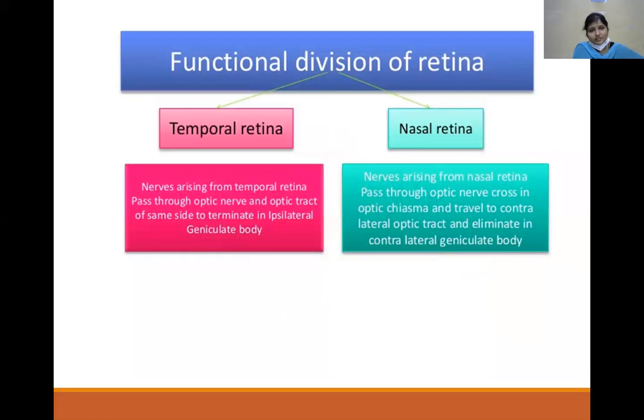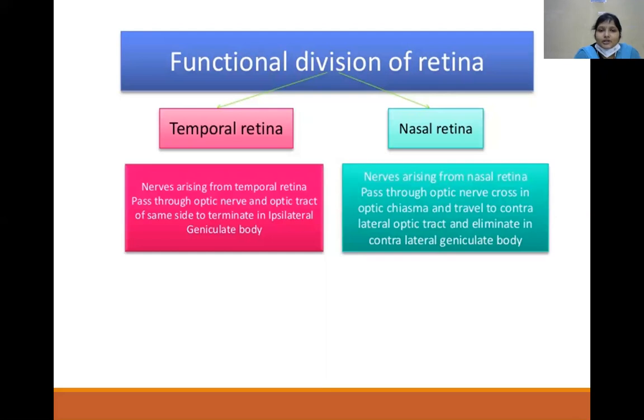Next, coming to the functional division of the retina. The retina can be divided into temporal retina and nasal retina. The nerves which arise from the nasal retina pass through the optic nerve, and then cross in the optic chiasma to reach the contralateral optic tract, and then the contralateral geniculate body.